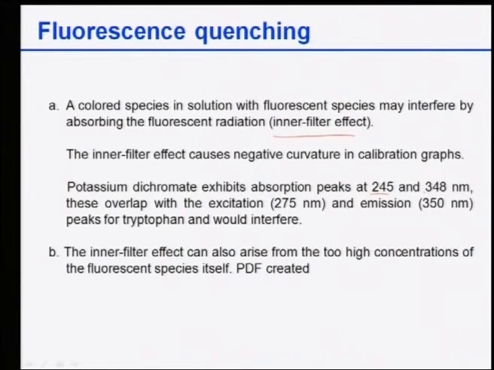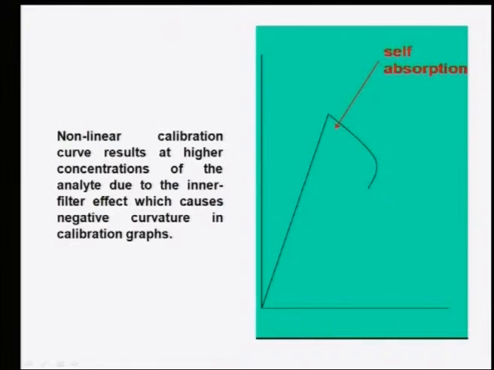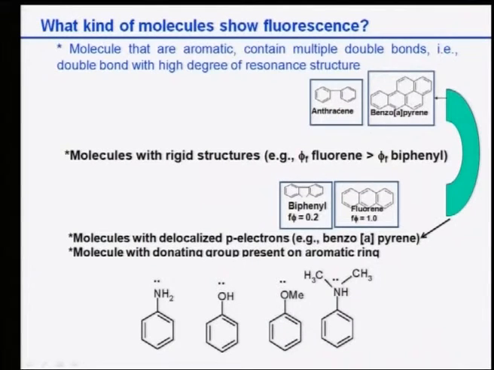The inner filter effect can lead to too high a concentration of the fluorescent species itself. To show you how, first you see the fluorescence increase, and then because of cell absorption the fluorescence decreases. Therefore, nonlinear calibration curves result: a high concentration of the analyte due to the inner filter effect can cause negative curvature in the calibration curve. So, we must consider this while calibrating.